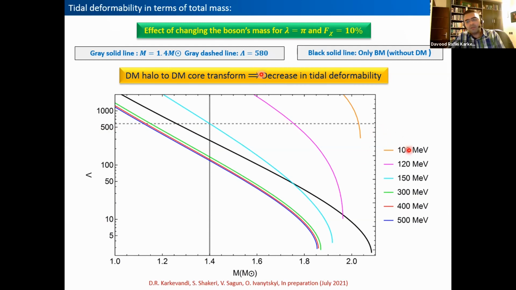And here we can see when we consider different boson masses, by increasing the boson mass, we see a decrease in the tidal deformability, which is related to the DM halo to DM core transform. Because as I said, for lighter bosons, we have DM halo, and for higher massive bosons, we have DM core. And you can pay attention to the cross points, or we can say the intersections between these graphs and also the solid gray lines, so that we can see which one is consistent with the observational limit.